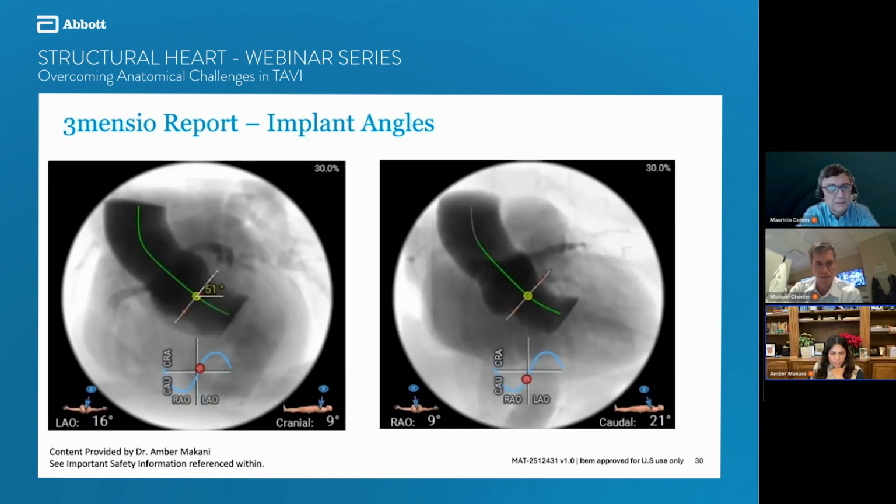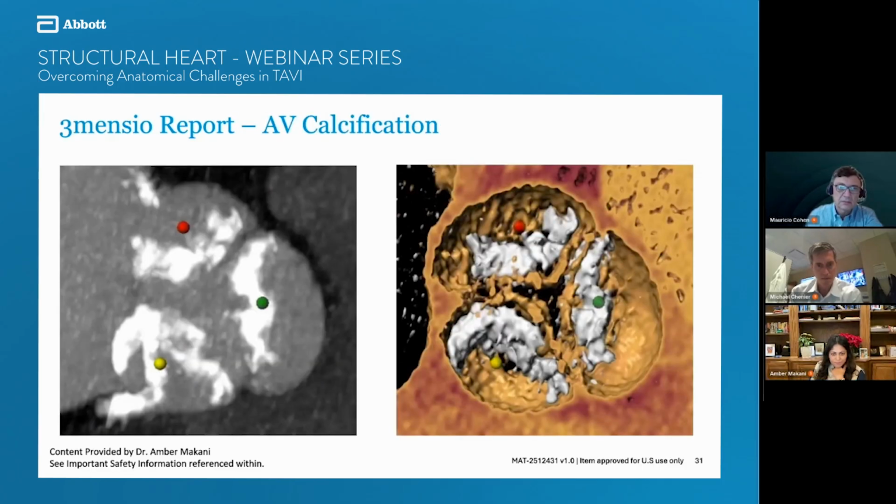Next slide. And you see our angulation here. We've got an angle of 51 in terms of our root angle. And then our coplanar and cusp overlap respectively on the left and right. Next slide. And you can see that our calcium is by and large distributed on the leaflet. This patient's calcium score is 3,500.